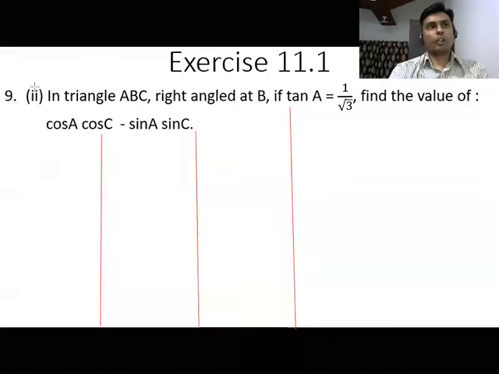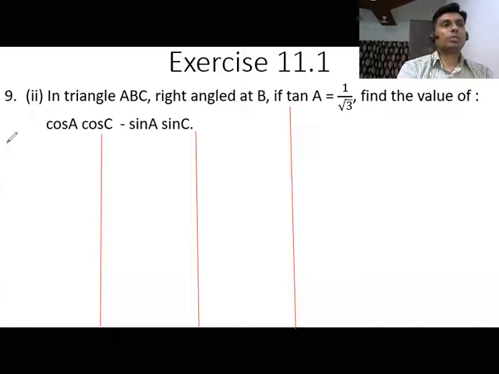Welcome back. Now we are going to do the second subsection of the ninth numerical in the first exercise of Introduction to Trigonometry. Question is, in triangle ABC, right angled at B, if tan A is equal to 1 by root 3, find the value of cos A into cos C minus sin A into sin C. So first we will start with the data which is given.